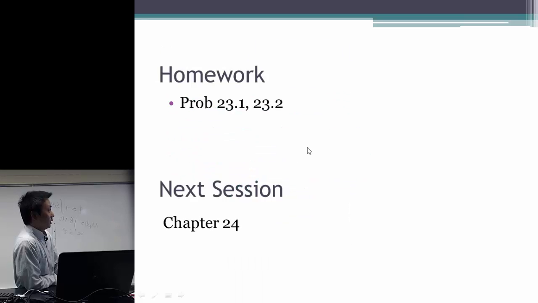Okay, so these are the two problems for this section, and in the next section we'll talk about chapter 24 on MR angiography and different techniques for MR angiography, and also phase contrast MRA and flow quantification. All right.